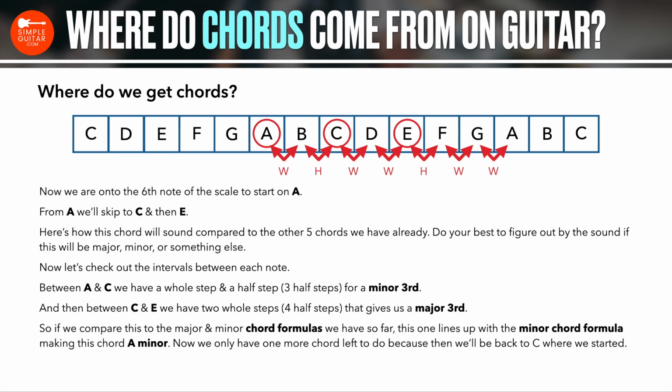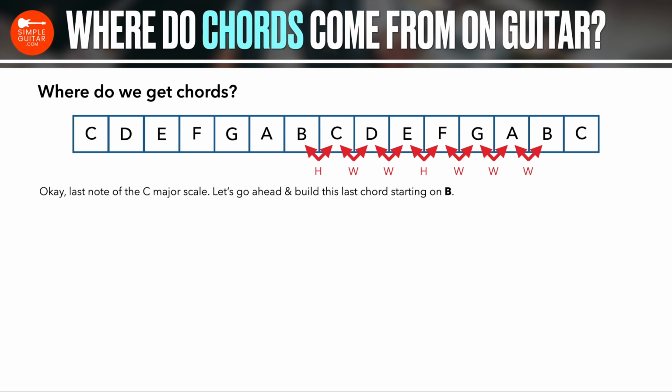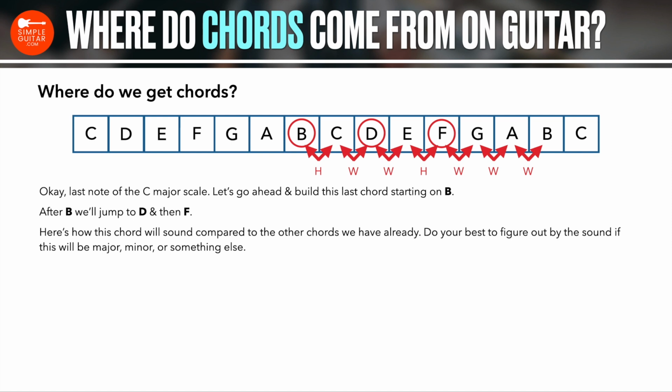Now we only have 1 more chord left to do, because then we'll be back to C where we started after that. Okay, so for the last note of the C major scale, let's build this last chord starting on B. After B, we'll jump to D and then F. Here's how this chord will sound compared to the other chords we have already. So do your best to figure out by sound if this will be major, minor, or something else. So here's how that B chord will sound. So that's B, D, and F.